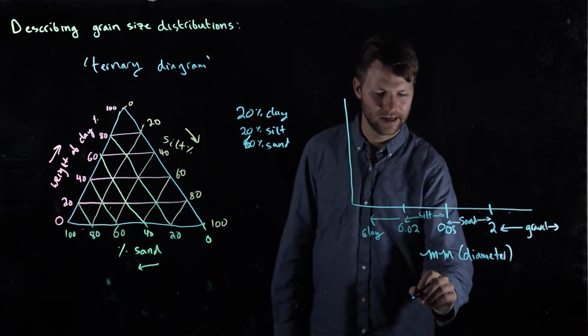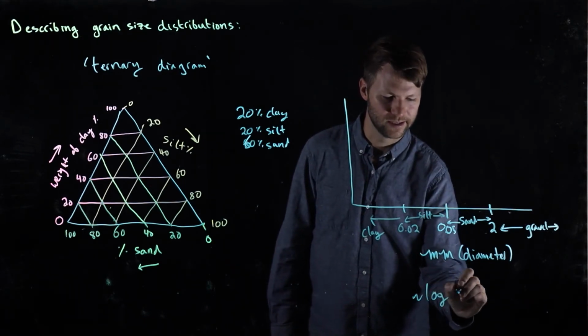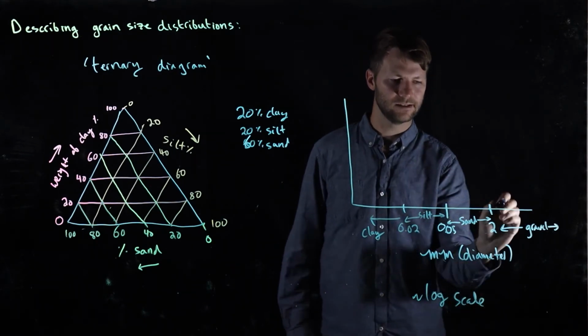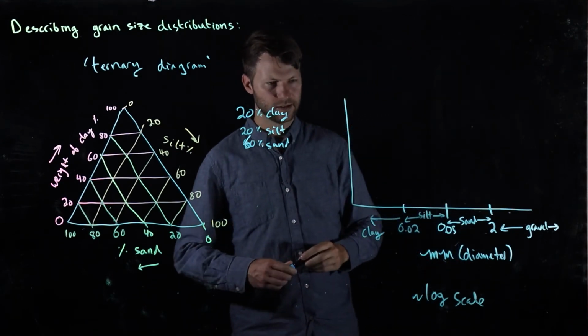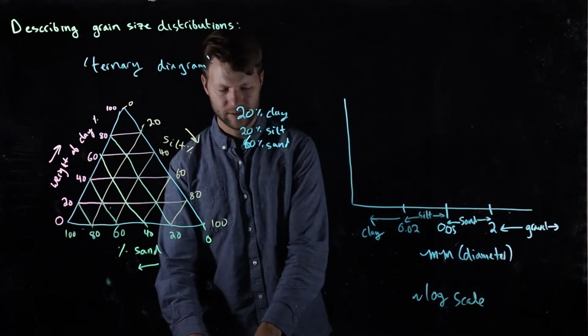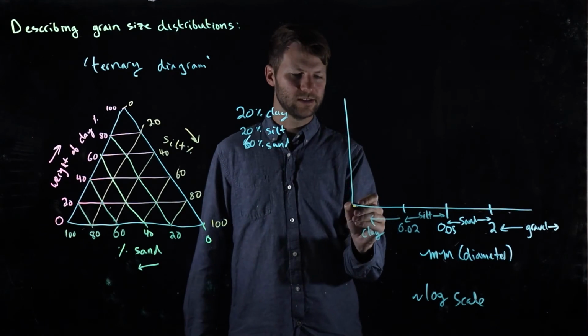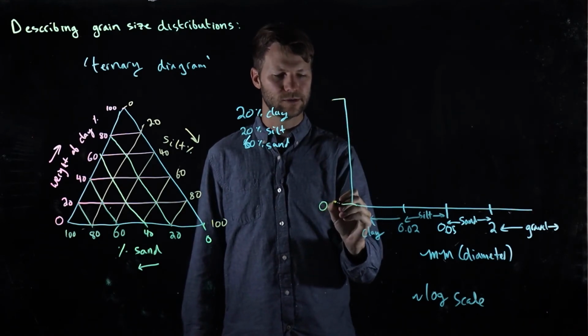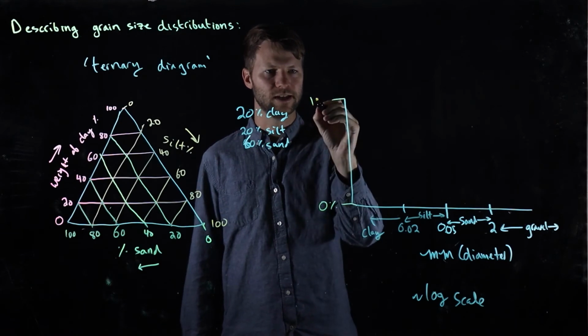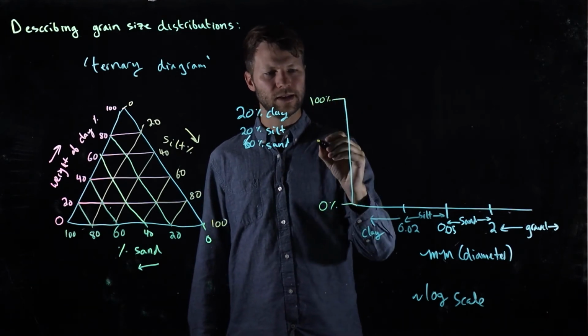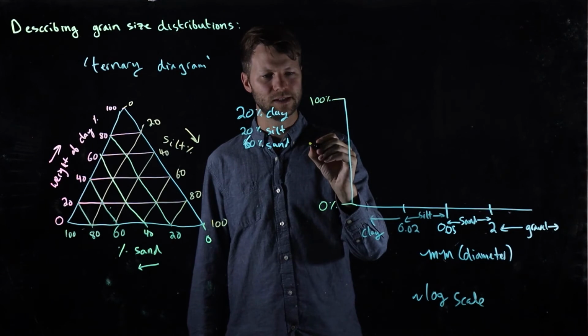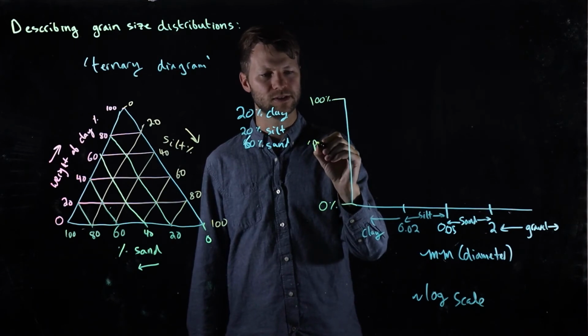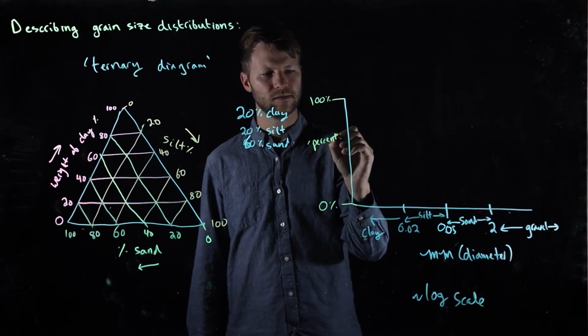Okay, so this is some kind of logarithmic scale here. It's not a linear scale on the x-axis. The tricky thing about this, the way that we're going to draw this, we're going to draw these as distributions, as lines here. And I'm going to go from 0% to 100% here. And this y-axis is going to be something that you can think of as percent finer.